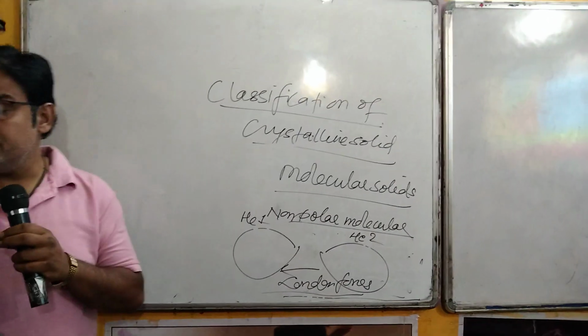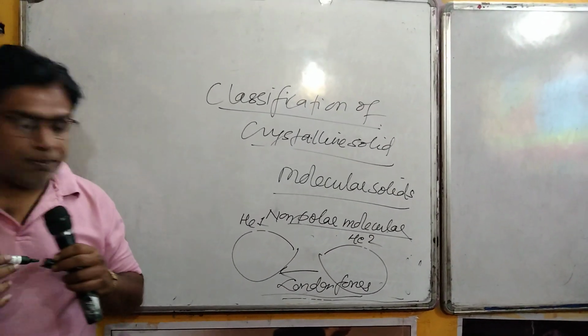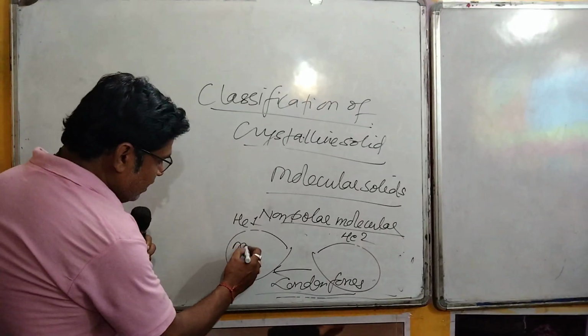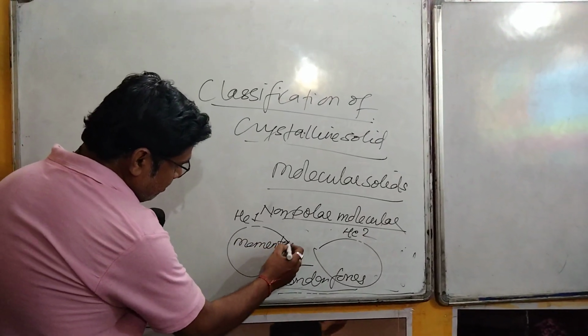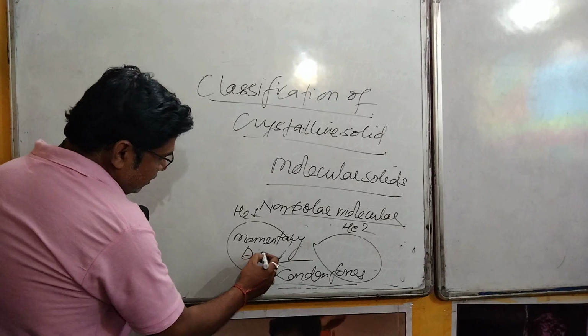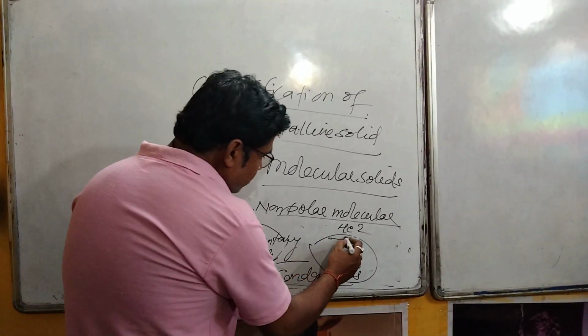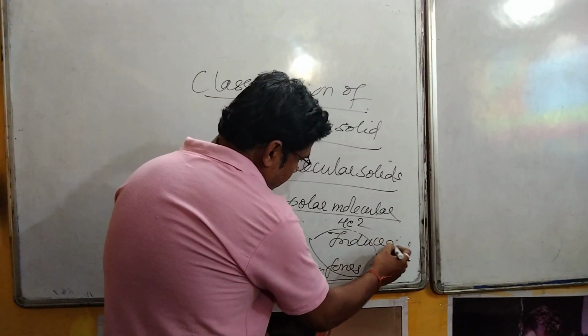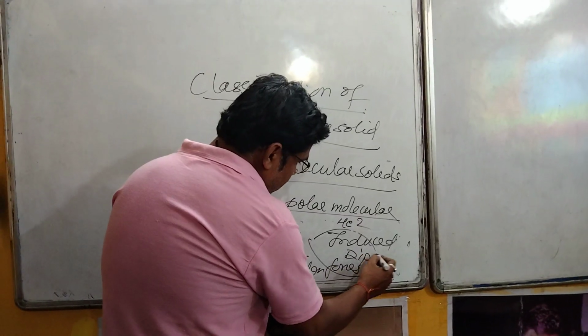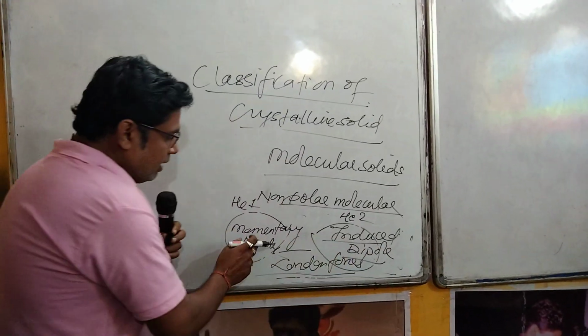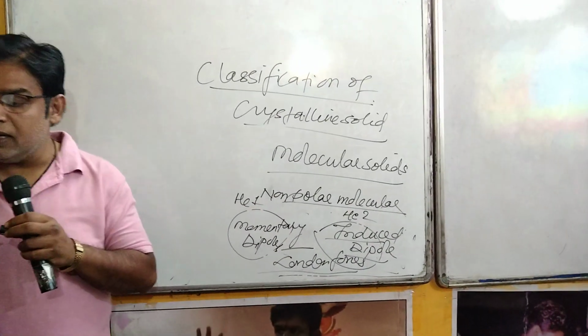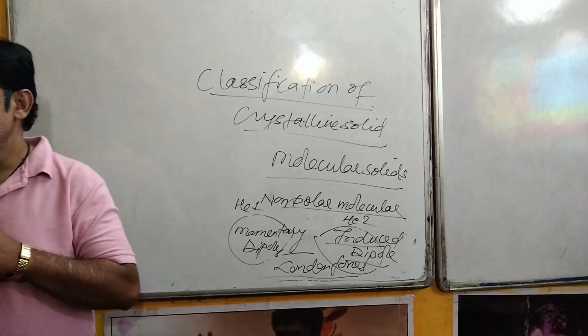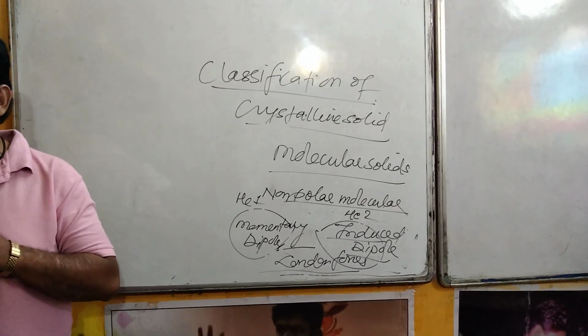So they will develop momentary dipoles. One will get a momentary dipole, and this other one is the induced dipole. This one is the momentary dipole and this one is what you rightly call the induced dipole. It is so in the case of helium, as I told you.